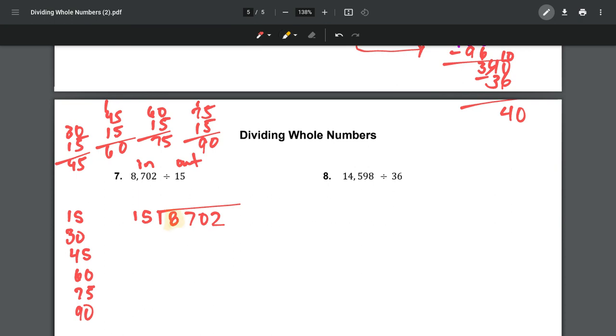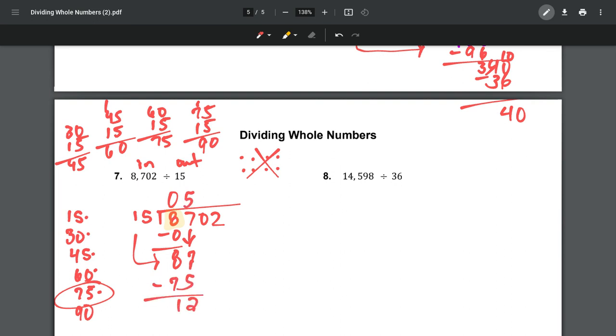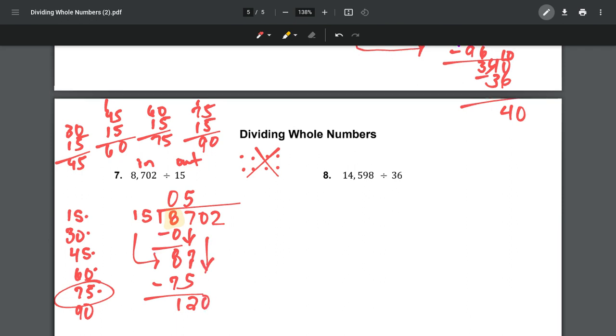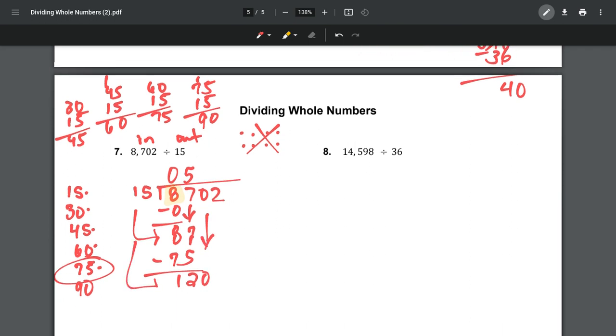All right, so now I'm going to do 15 and the 8. Well, if you only got 8, can you get a group of 15? Nope. Put a 0 and subtract 0, okay? Bring down the 7. And how many groups of 15 can you get out of 87? Well, that would be 1, 2, 3, 4, 5. Gonna subtract 75. I'm gonna have to keep going. Because now it's how many groups of 15 can I get out of 120? So I gotta add 15. 90, 105. Now add 15 to 105.